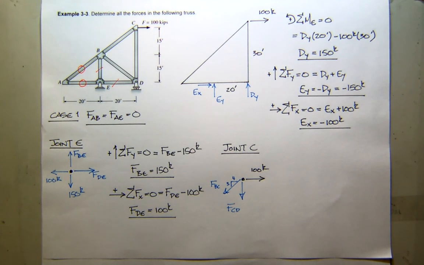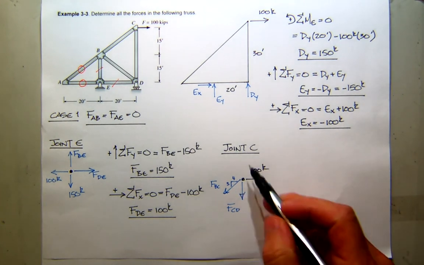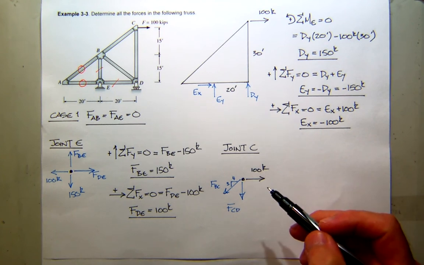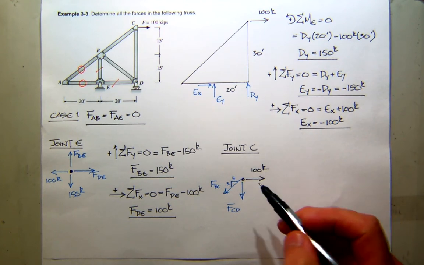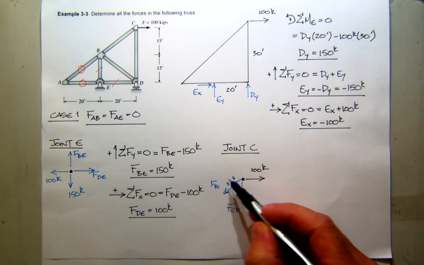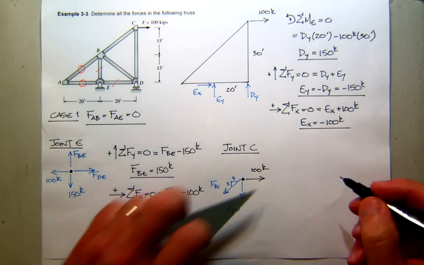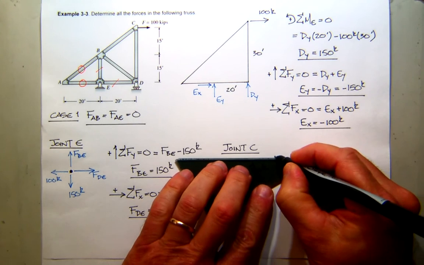Now I have 2 equations. I can sum forces in the x direction. I can sum forces in the y direction. Which one should I do first? X. Only one of my forces has an x component, whereas they both have y components. So it'd be better to sum forces in the x direction. So that's where I'll start.